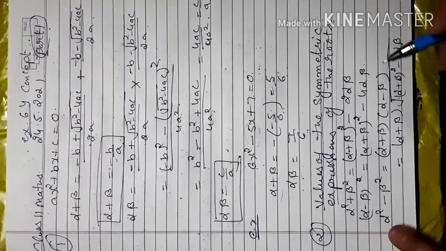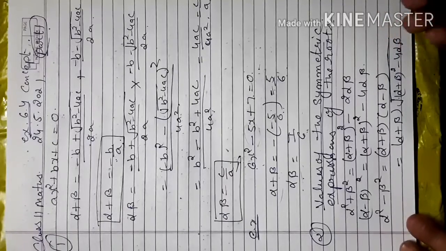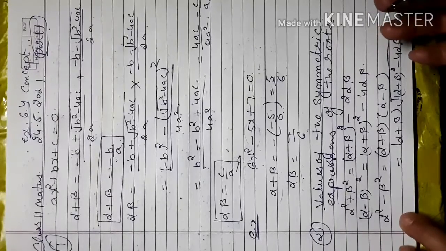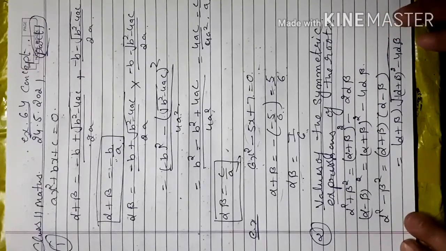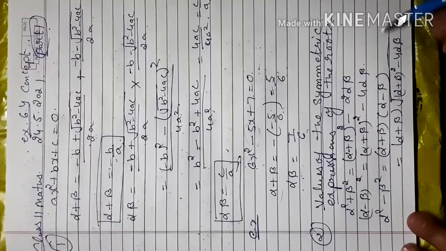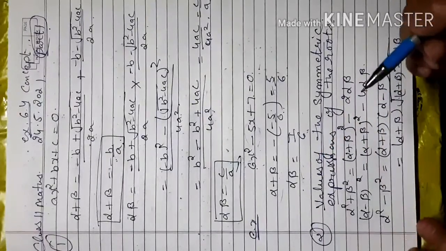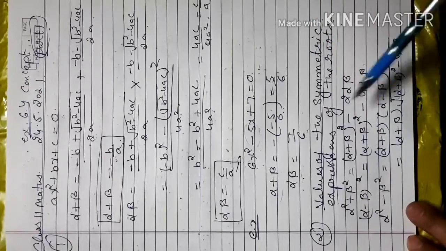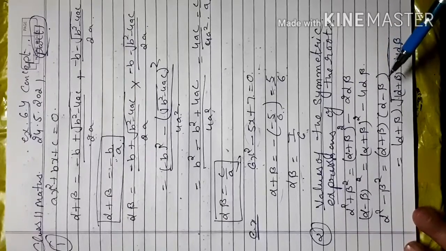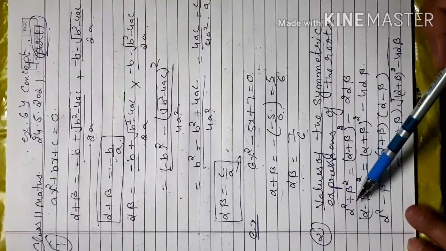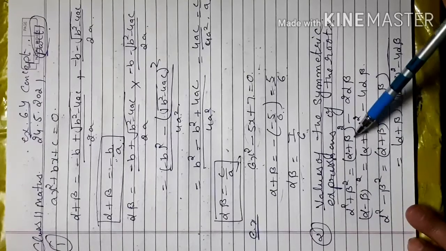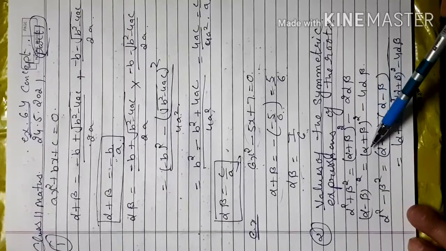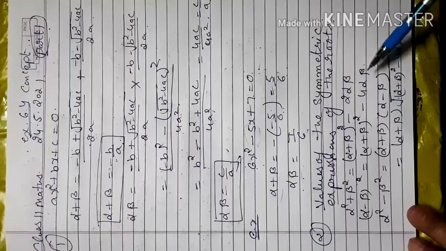If any symmetric expression is given to you, it means algebraic formulas like a plus b whole square, a minus b whole square, a square plus b square, a square minus b square, that you have to find. How will you find the value of this expression using alpha plus beta and alpha beta, which you extract from the equation? Here are some relations which you have to use. Alpha square plus beta square is alpha plus beta whole square minus 2 alpha beta. Alpha minus beta whole square is alpha plus beta whole square minus 4 alpha beta.